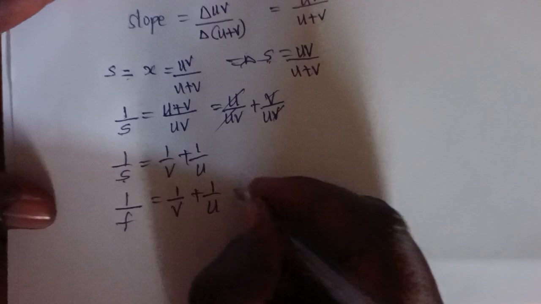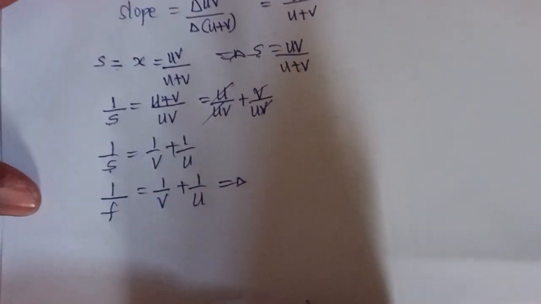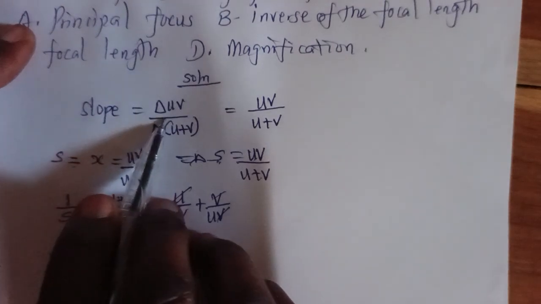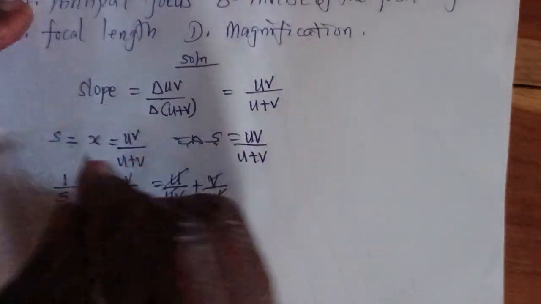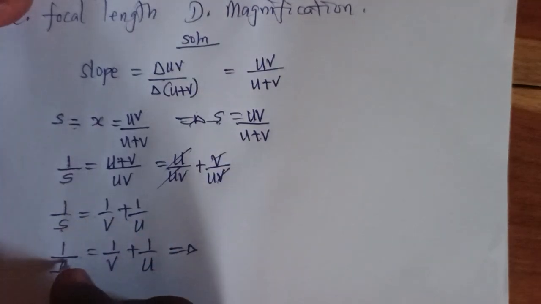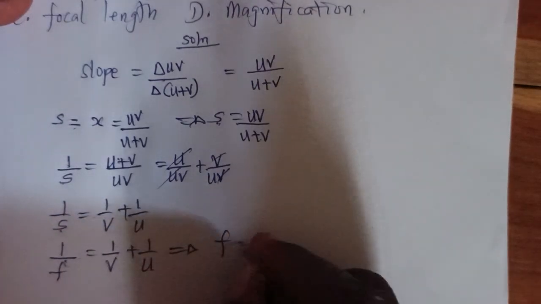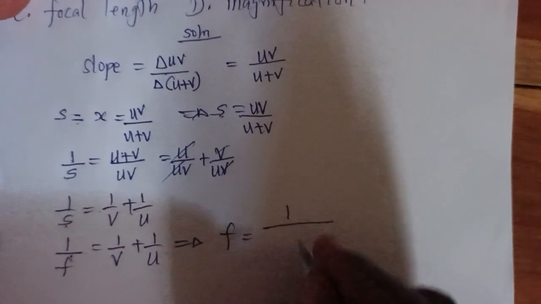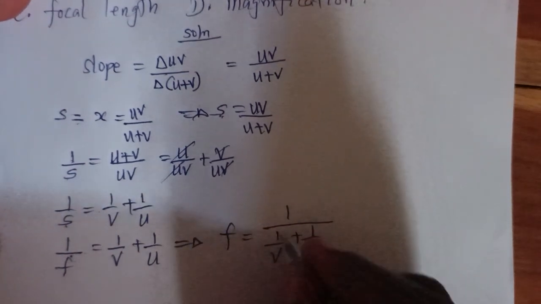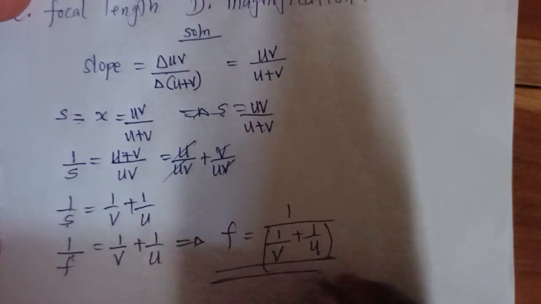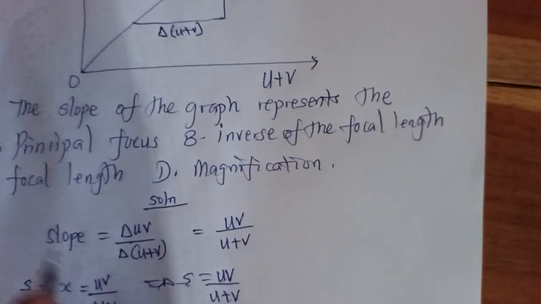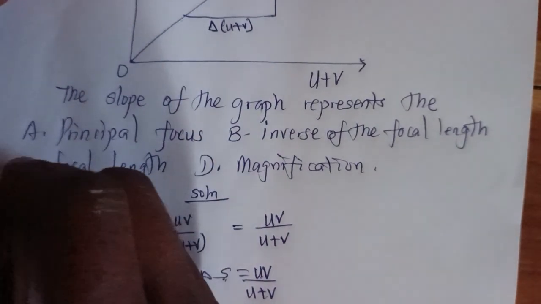Back to the initial equation that we worked on. Remember that we determined the inverse. We are going to determine the inverse once again, so the inverse of 1 over f will give us f, which equals the S we started with. So therefore, the answer to the question is the focal length. The slope of the graph will give us the focal length. Therefore, option C is the correct option.